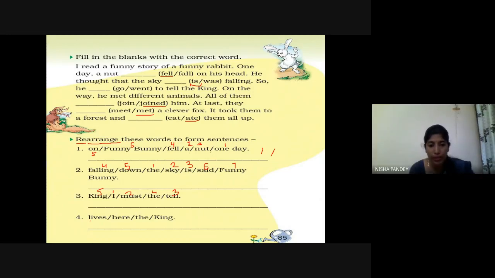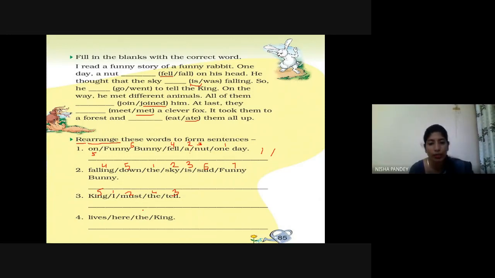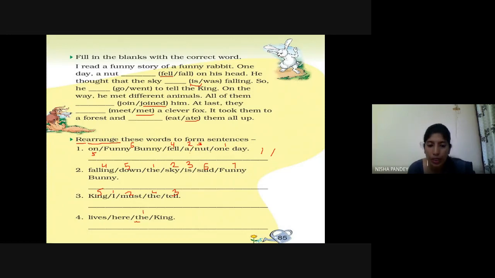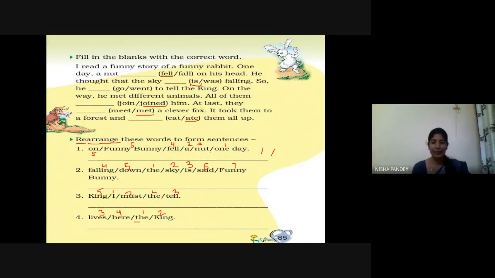Now fourth we have lives, here, the, and king. Okay. The king lives here. Yes, the king. So the will come first, and you know in any sentence the first letter will be capital. Do you remember? I was telling you in class 1 also, right? So the king lives here, like that. Who told this sentence? Ma'am, Foxy Woxy. Yes, Foxy Woxy said. Very good. You remember it.